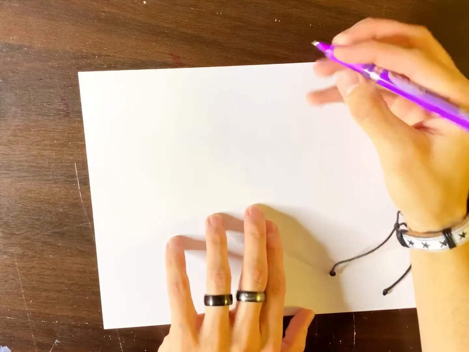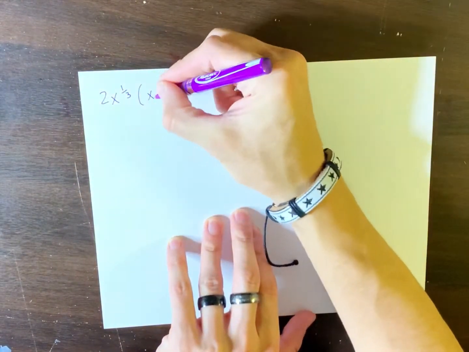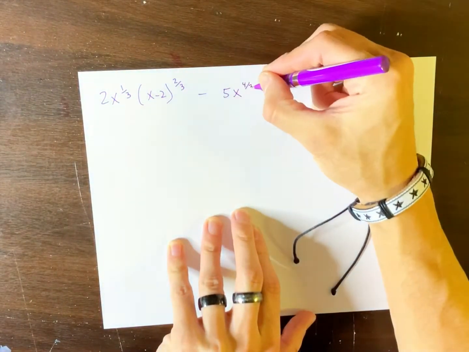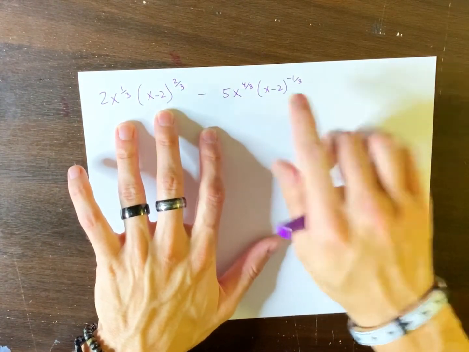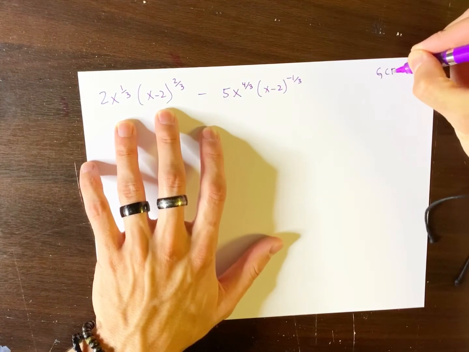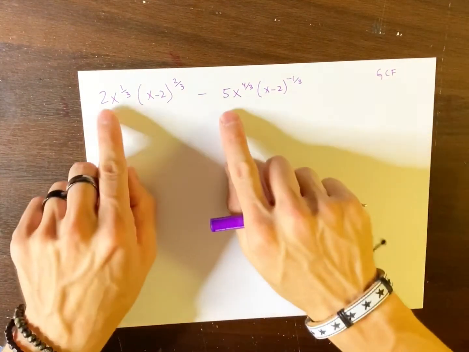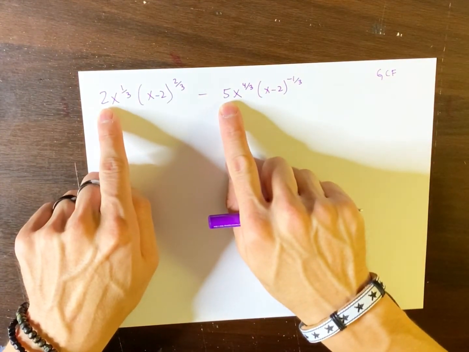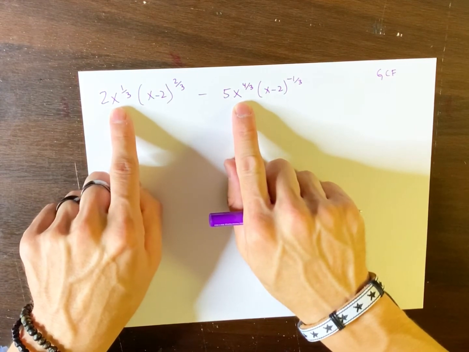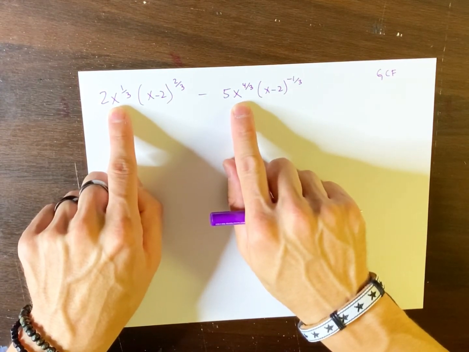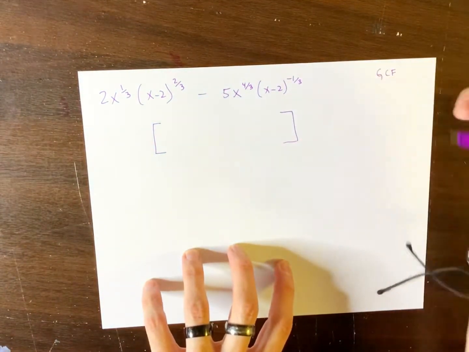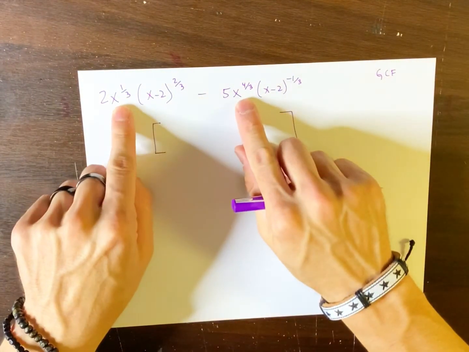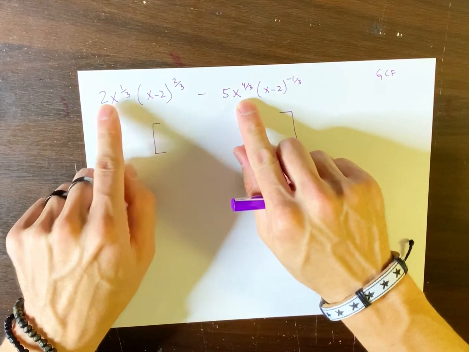Let's try another problem here. Now let's see. So here the goal is the same, to fully factorize this expression. So I look for the greatest common factor. So between 2 and 5, nothing comes out. Look at these x's. There's x's here, there's x's there. So which power do I take out to the front? Let me do my brackets. I like these brackets.